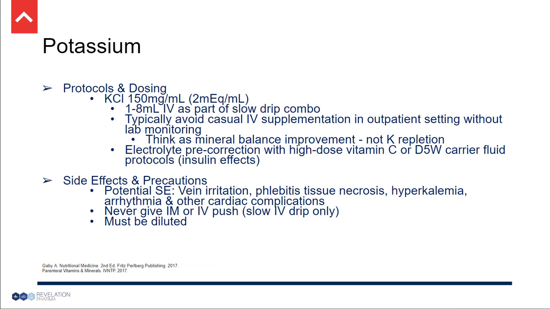And some common protocols in dosing. So with potassium chloride, 150 milligram per ml, for example, which notably is 2 milliequivalents per ml. And I like to note that because commonly in literature and protocols, milliequivalents are the noted dosing of potassium. So we just like to know which one we're referencing so that we can dose appropriately. So 1 to 8 mLs as an IV as part of a slow drip combo is most often what we would see in outpatient settings.